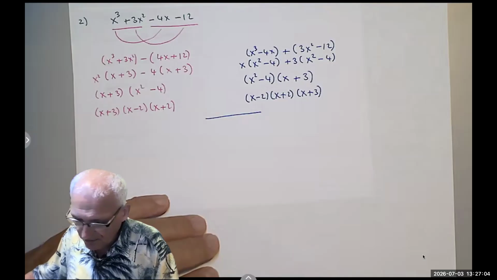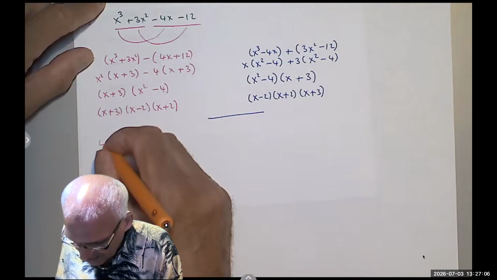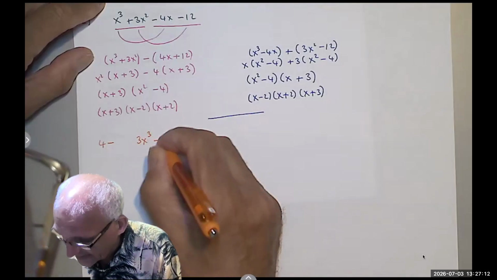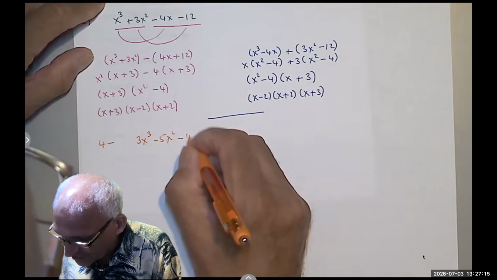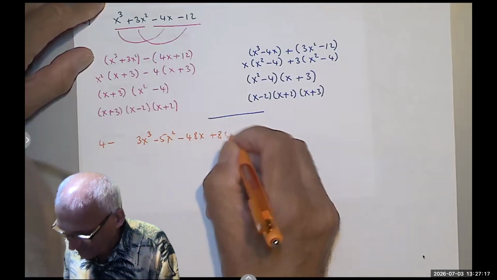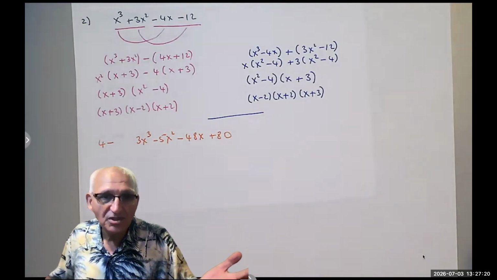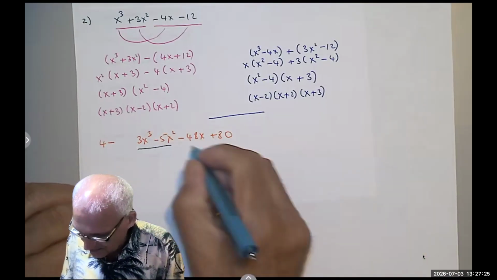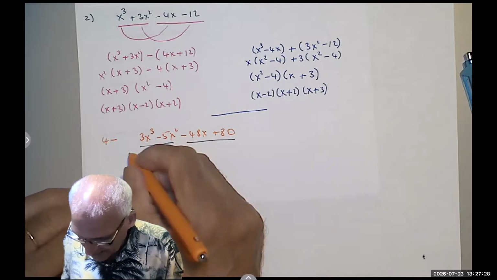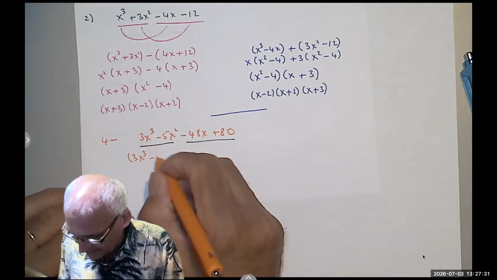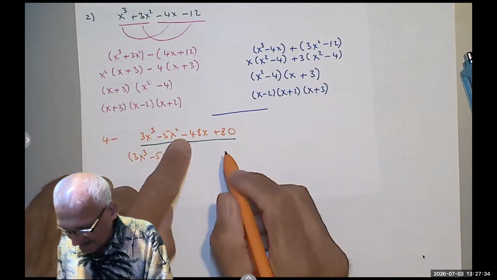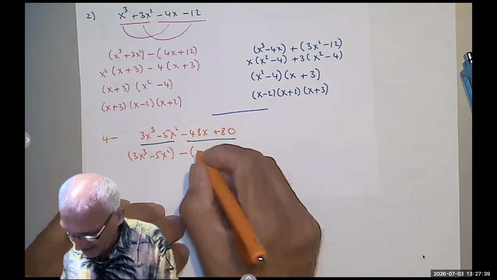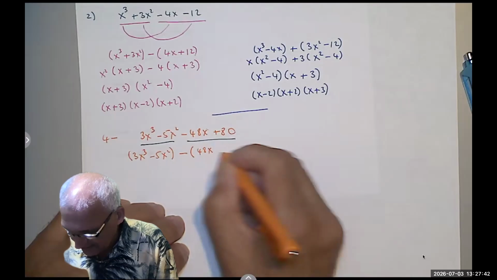Okay, now let's go to number 4. Also, when factored completely, the expression 3x cubed minus 5x squared minus 48x plus 80 is equivalent to what? Again, I don't care which one you pick. I'm going to pick the first two and the last two and put them between parentheses. 3x cubed minus 5x squared. Notice again, I have a negative sign, so I change the signs. This first term was negative, I make it positive. The second one was positive, I make it negative.